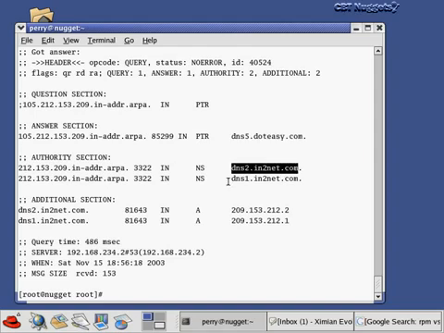Notice down here the authority and the additional sections. These were the authorities that vouched that that IP address matched that name. So that's the name server that I would have had to go through before I got to dns5.ez.com. All right, so is that making sense? All this information is intertwined.